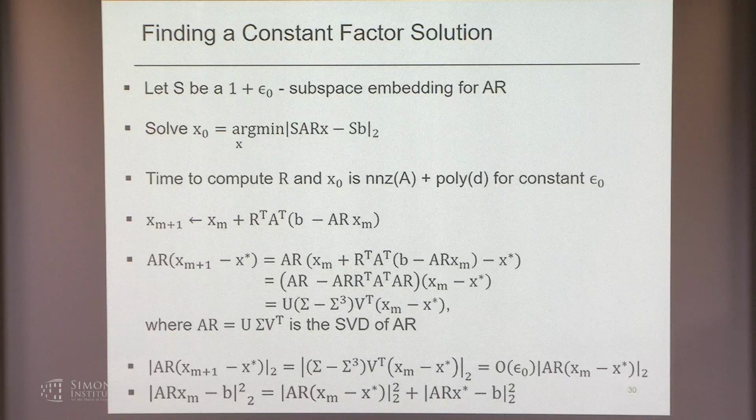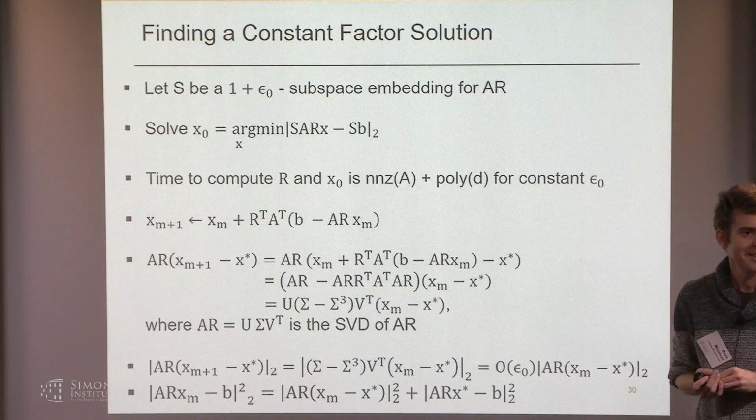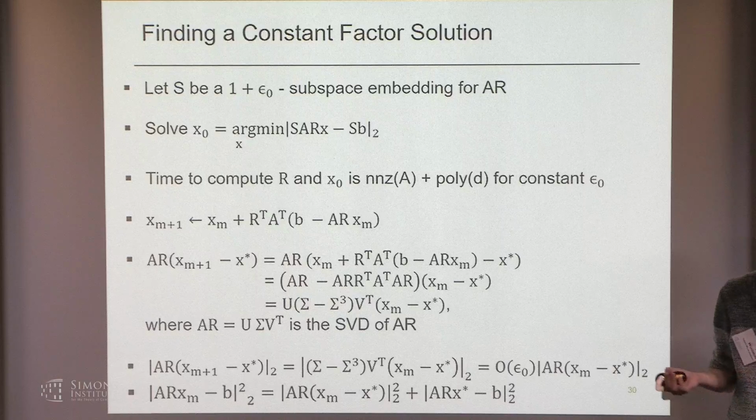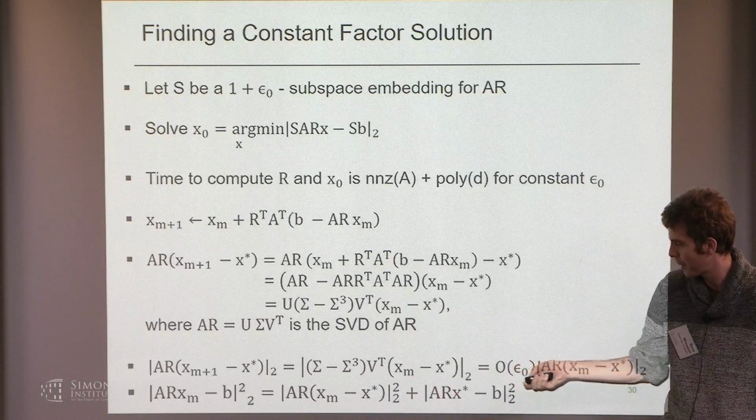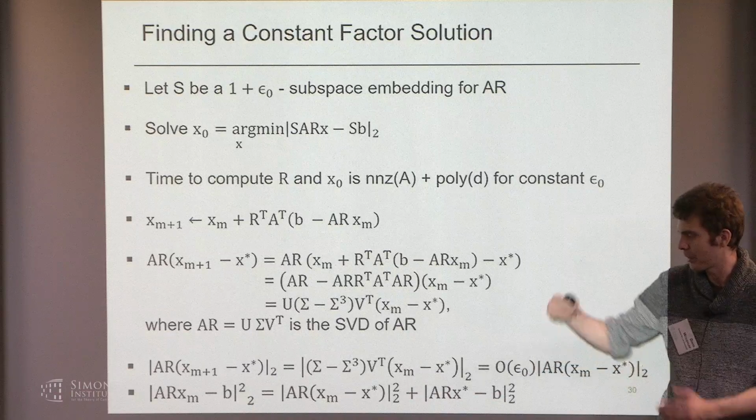You guys all know this. I just want to make sure people are following. X star is a component of... Yeah, so x star is the optimal solution. This is again the normal equations, right? So this is the optimal. This is the part inside of the subspace, and this is the optimal distance.